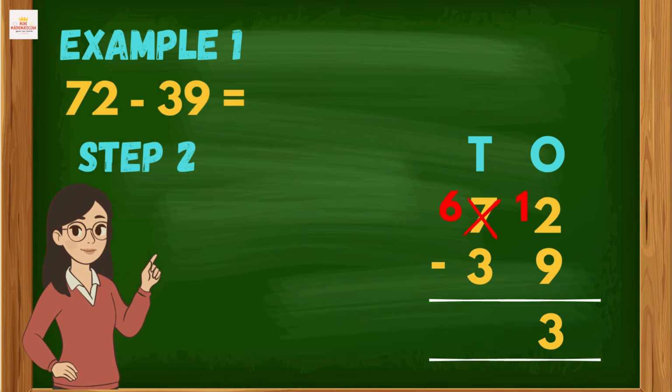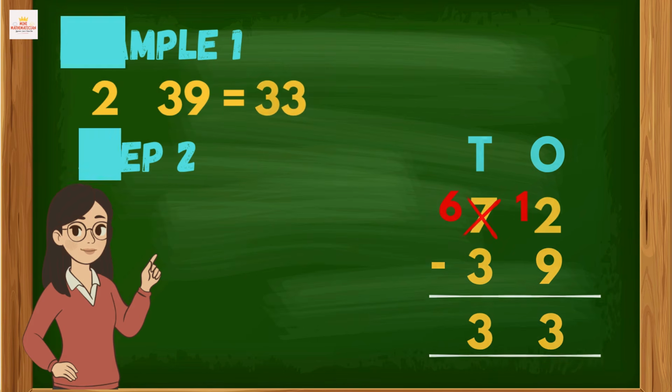Next step is subtract tens. 6 minus 3 equals 3. Write 3 in the tens column. So 72 minus 39 equals 33.